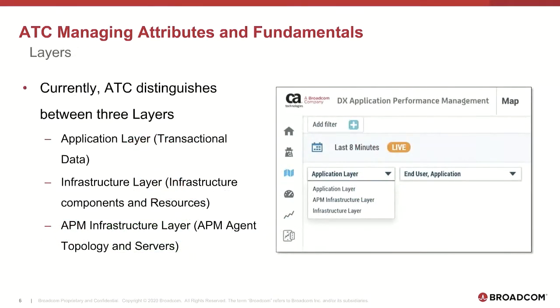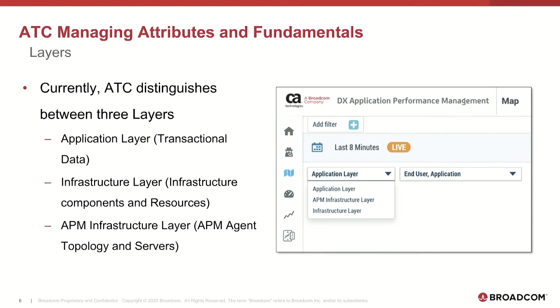ATC distinguishes between layers. What does it mean, layers? It's simply a way for us to sort topological components of the application and the environment. So far, ATC distinguishes between three types of layers. One is the application layer. The application layer contains transactional data, meaning application components where we can uniquely identify a call path. In this layer, we organize the elements by relationship.